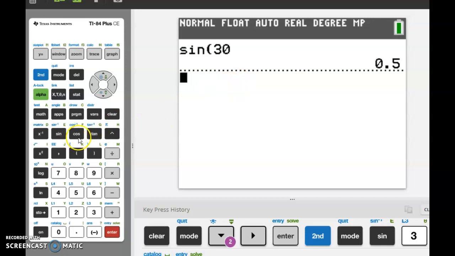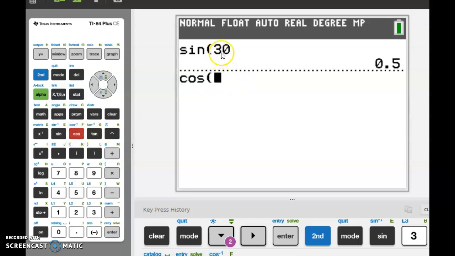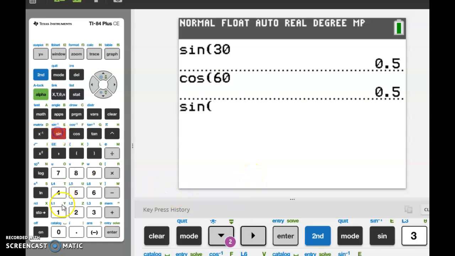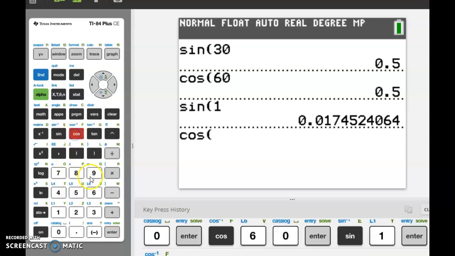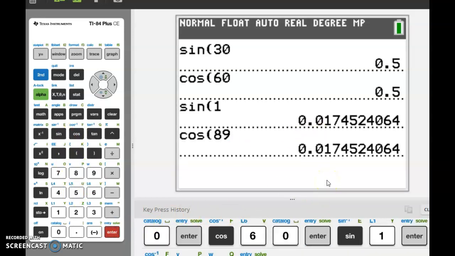Well, that means if you do cosine of the complement of 30, well, what's the complement of 30? What's the number that adds to 30 to give you 90? 60. Hit enter. You get the same exact value. That always happens, and you can try with any number you want. Sine of 1 degree, you'll get an ugly number. Well, that means that cosine of 89 is that same ugly number. That always works.